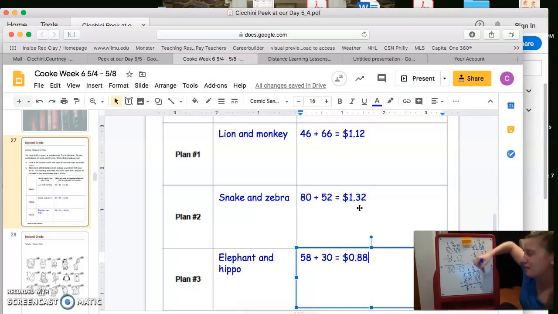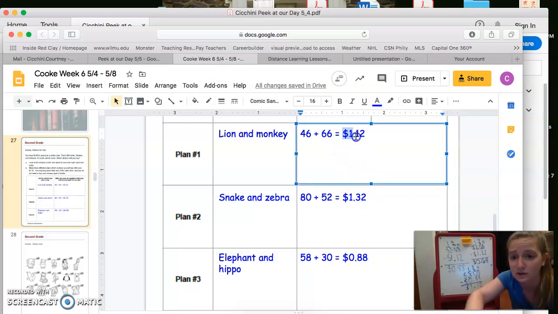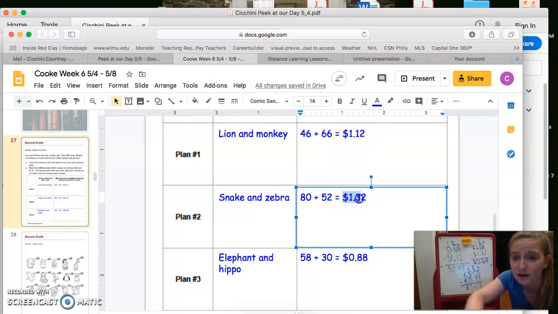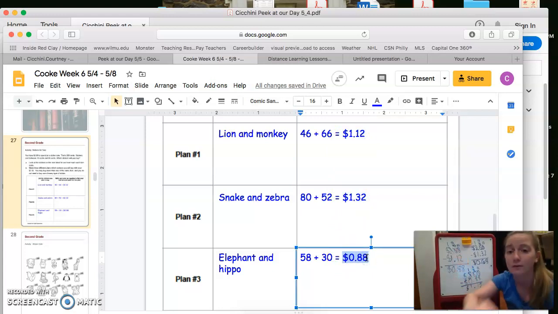And I kind of knew that because if you look up here, I did $2 minus $1.12, and I got 88 cents. Down here, I did $2 minus 88 cents, and I got $1.12. So for me, it worked out that my numbers were the same. So if you want a challenge, try taking your answers from plan 1, plan 2, and plan 3, and subtract them from $2 to see what you get back.